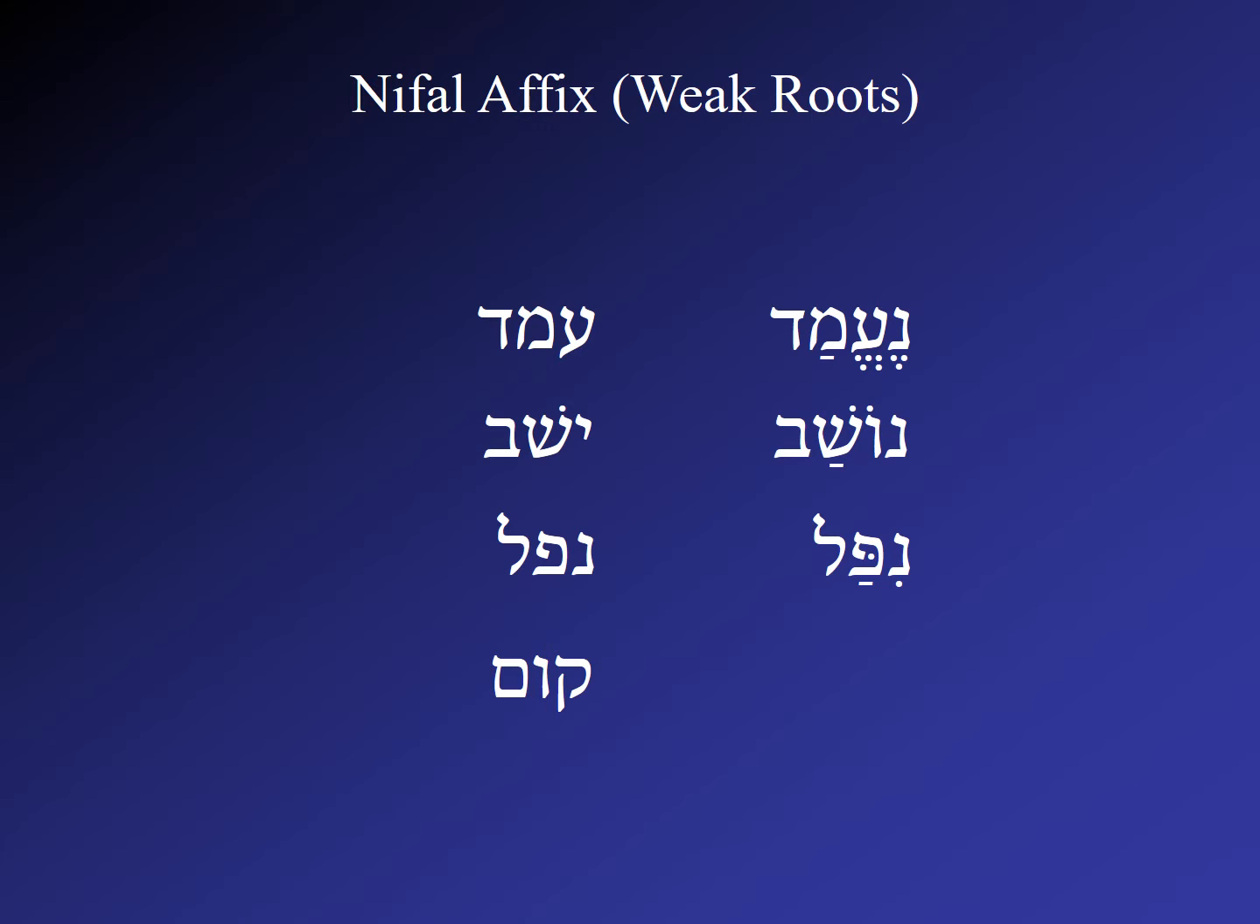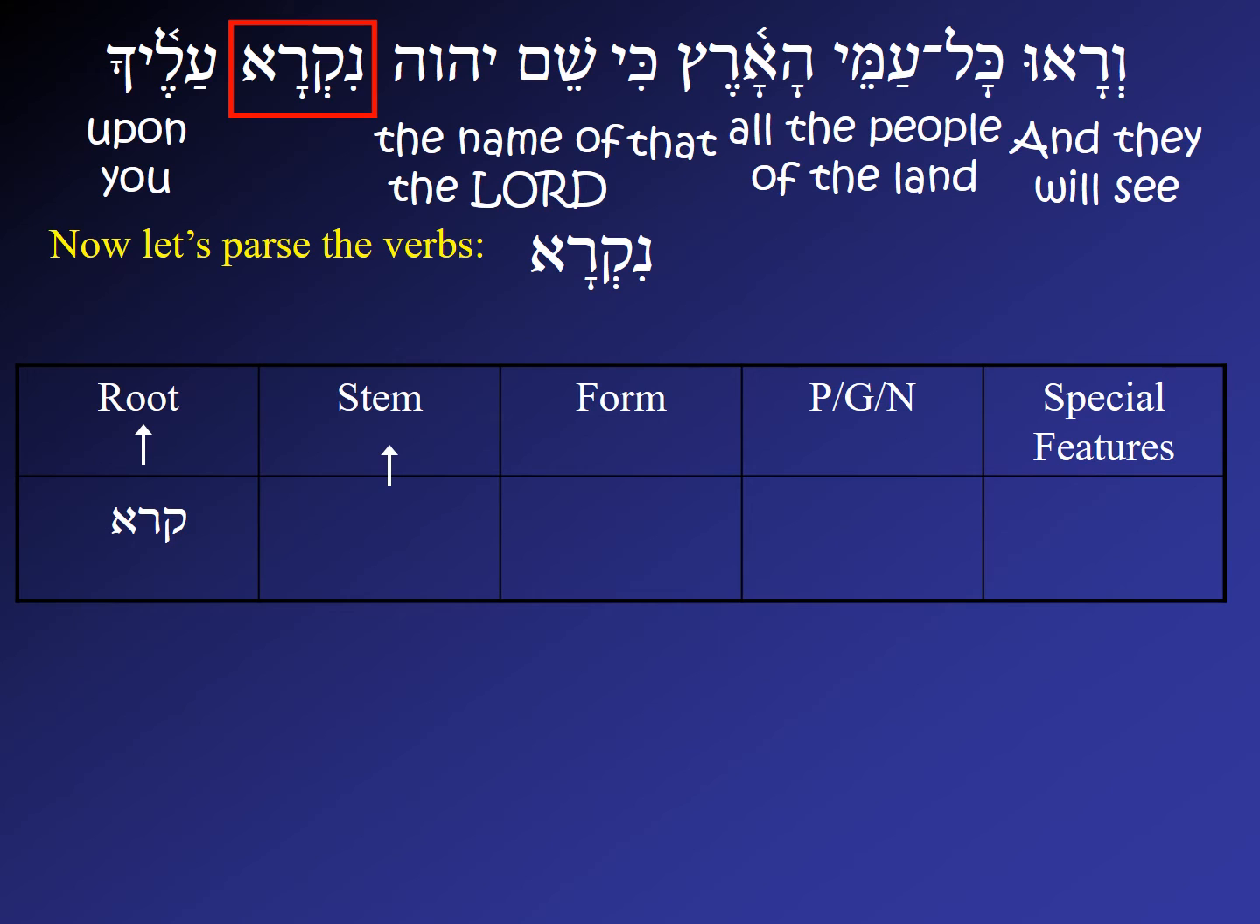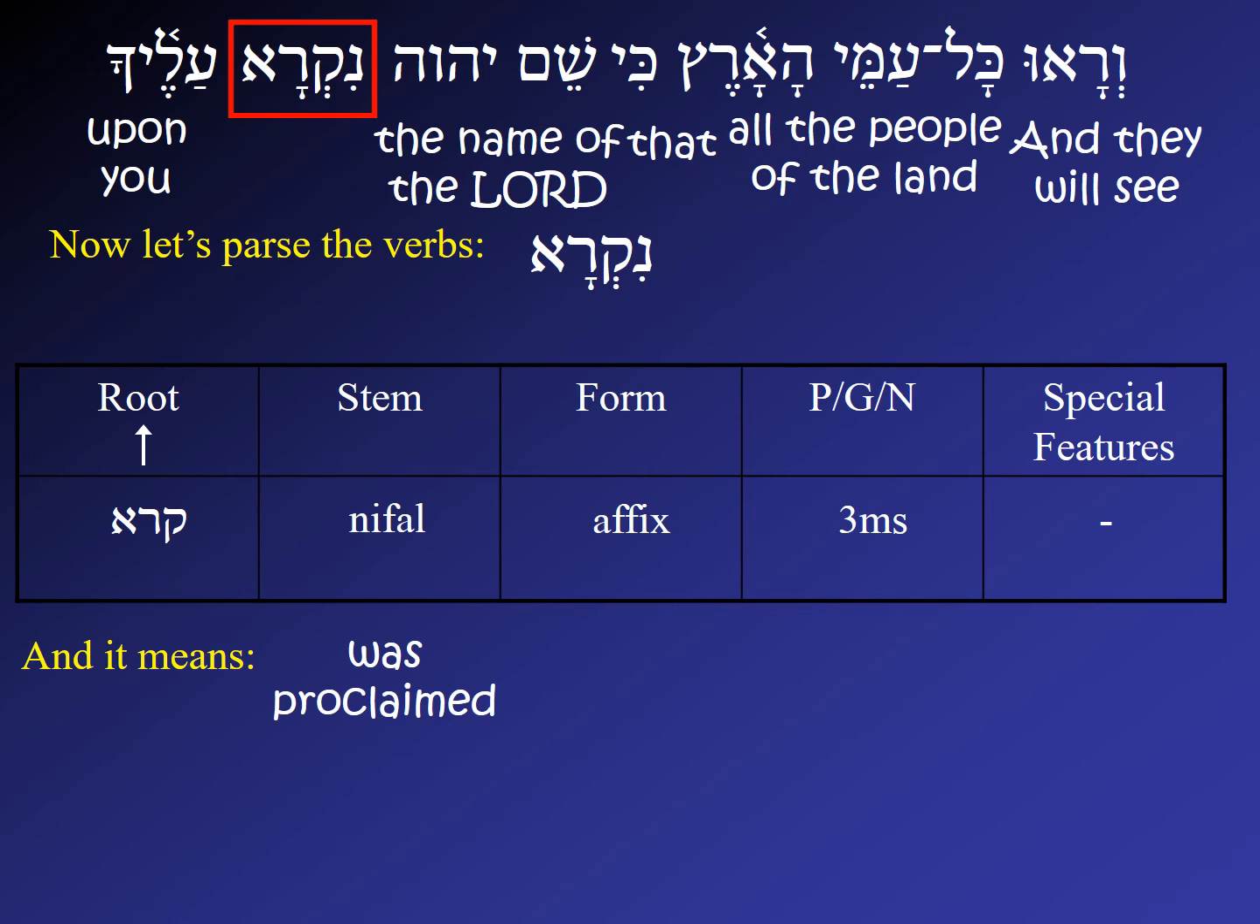Middle weak roots are also somewhat irregular in the nifal. Here we get nakom. Notice the a class vowel under the nun, and then our middle weak radical kum has become kom, nakom. And finally, a third aleph, kara, nikra. Notice here that the patach has become a kametz because the aleph tends to lengthen the vowel in front of it. So nikra. Now this is actually the form that we have in our sentence, nikra. So this is the nifal affix, third masculine singular, with no special features, and the meaning was proclaimed, or it was proclaimed.